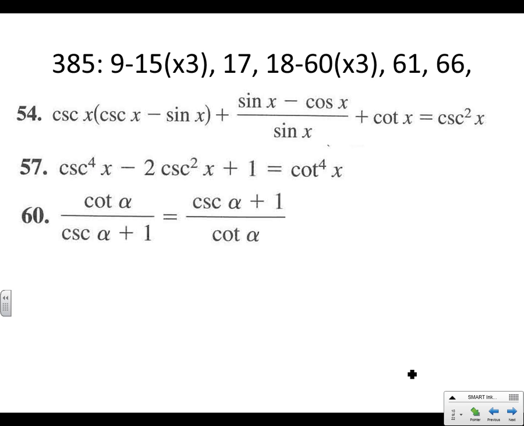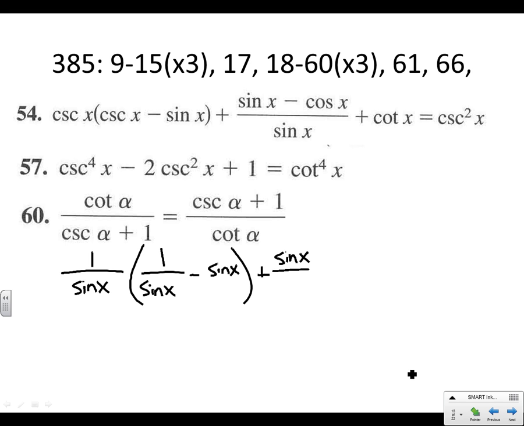54, let's take a look at. We're going to clean up the left side, obviously more complicated than the right side, so I'm going to start by writing everything in terms of sine. Cosecant is 1 over sine x times 1 over sine x minus sine x plus, split this fraction up, sine x over sine x minus cosine over sine x plus cotangent is cosine over sine x. It was really ugly a second ago, but look what we get to do.